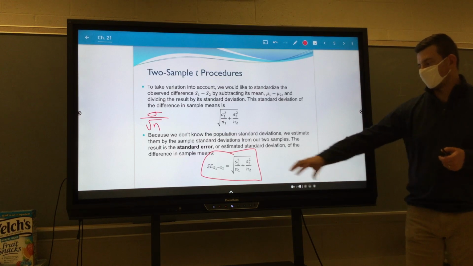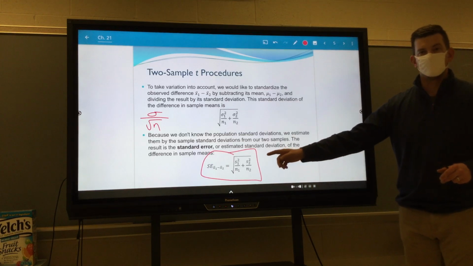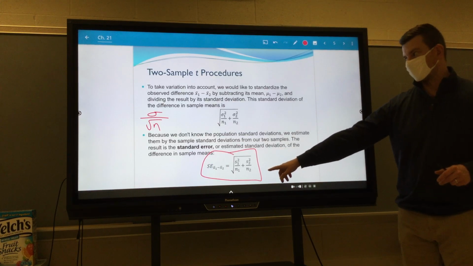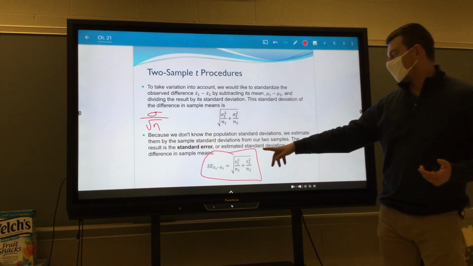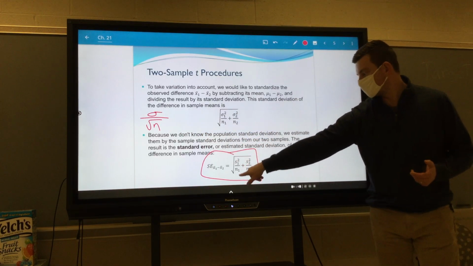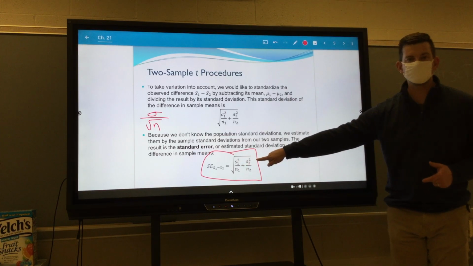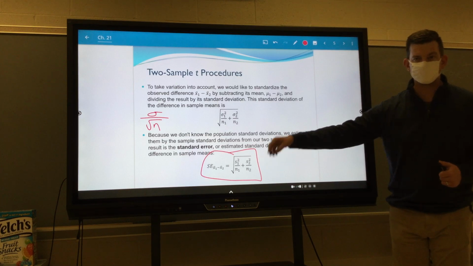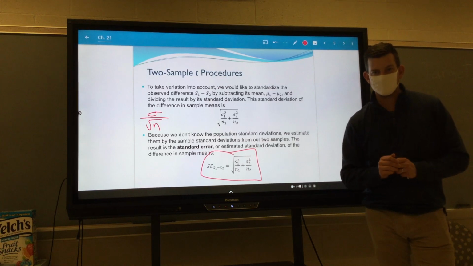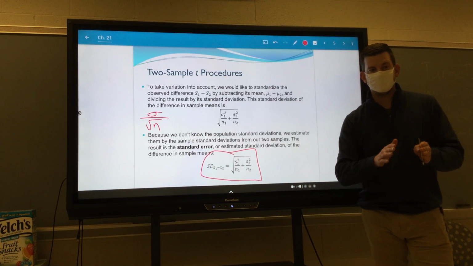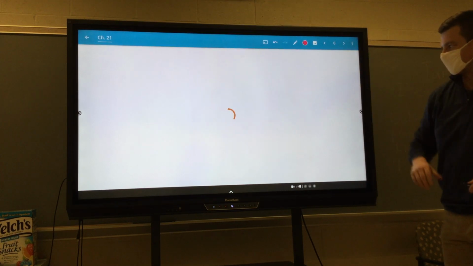Now, you can already see that it's starting to get a little bit more complicated with our calculations. This was easy enough to keep track of, but now, two different standard deviations, two different sample sizes, and don't forget about that squaring of the standard deviation as well. That's a common mistake that I see when people are trying to do these calculations by hand. Again, I advise you to let the technology take over. We'll look at that.